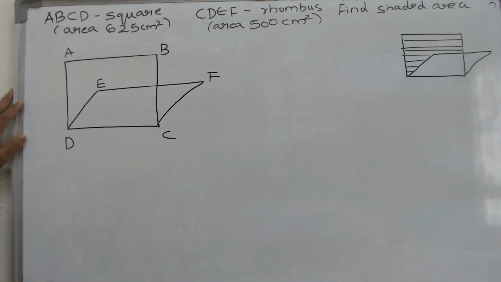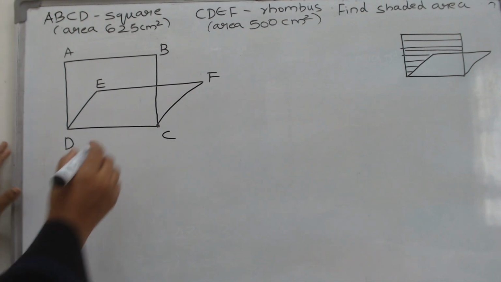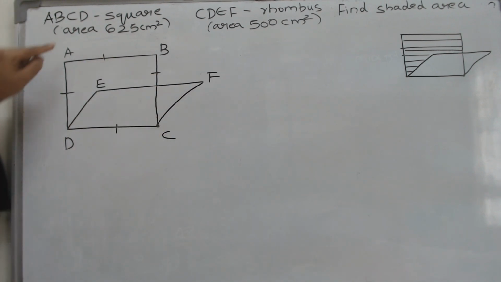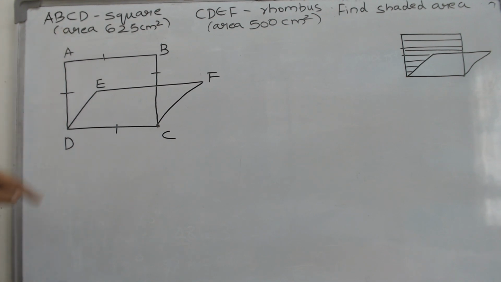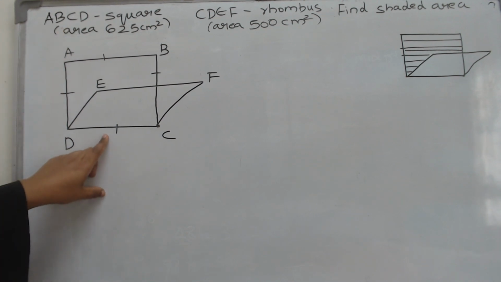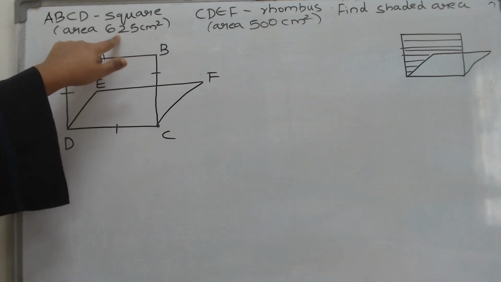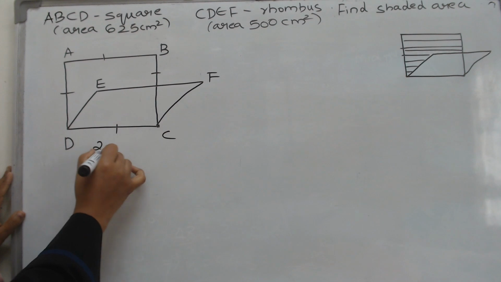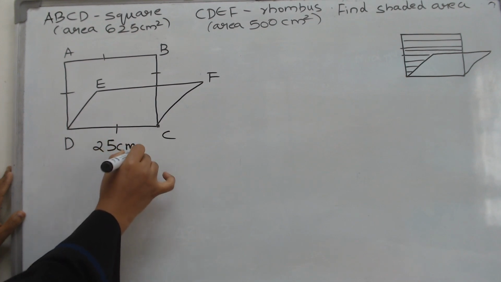Here we start with a square ABCD. What do we know about a square? All of its four sides are equal and its area is equal to the square of its side. So here the area is 625, which means what? Each and every side is 25 centimeters.